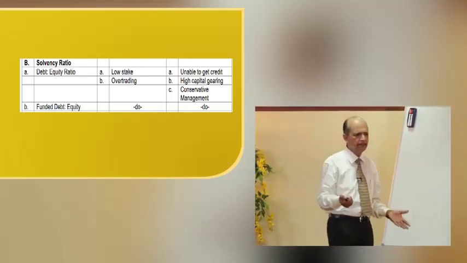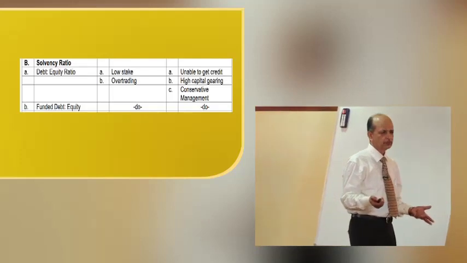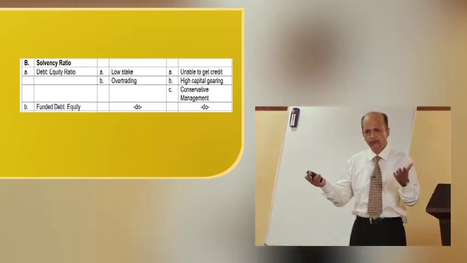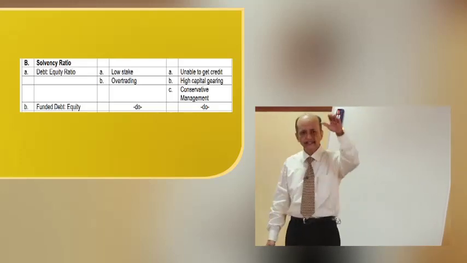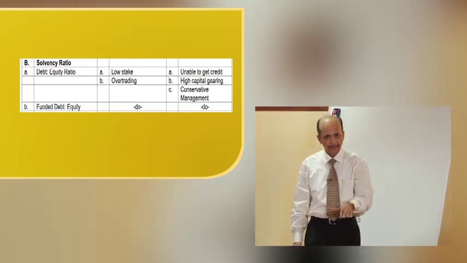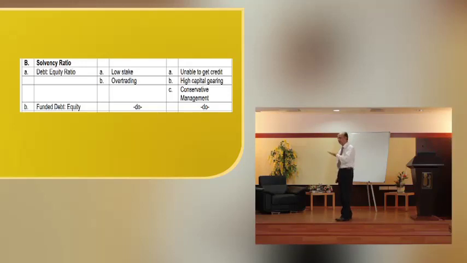The unit is not in a position to get the credit, so it has to resort to cash purchases. Naturally the creditors level would be low, so the outside debt would be low, and the ratio will also be low. If the ratio is on the lower side, that is normally a good sign, whereas here, due to some problem, the unit is not in a position to get the credit.